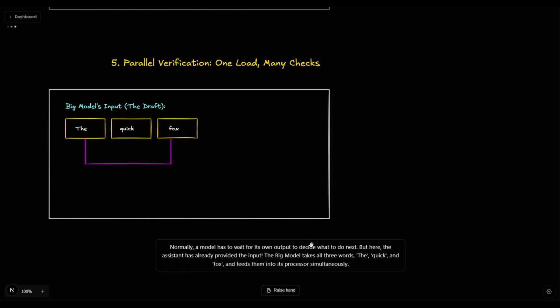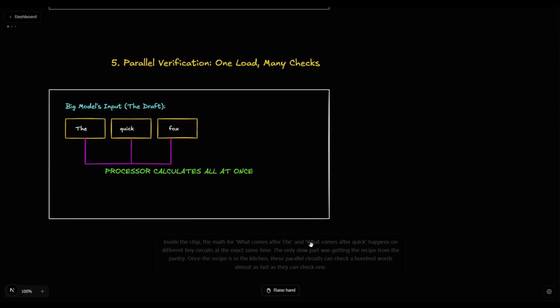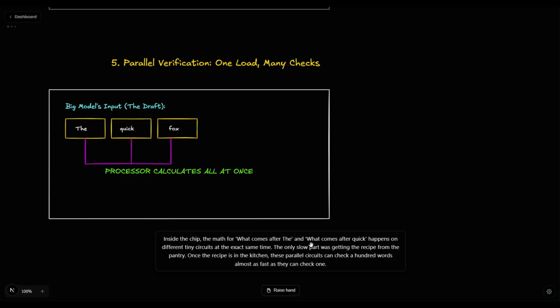Normally, a model has to wait for its own output to decide what to do next. But here, the assistant has already provided the input. The big model takes all three words, the, quick, and fox, and feeds them into its processor simultaneously. Inside the chip, the math for what comes after the and what comes after quick happens on different tiny circuits at the exact same time. The only slow part was getting the recipe from the pantry. Once the recipe is in the kitchen, these parallel circuits can check 100 words almost as fast as they can check one.